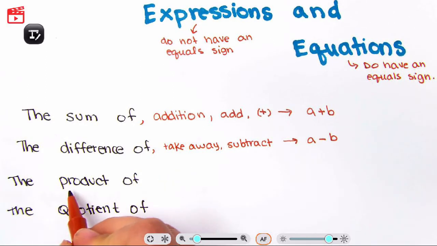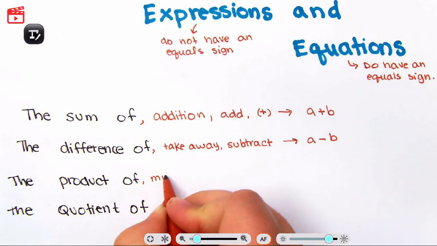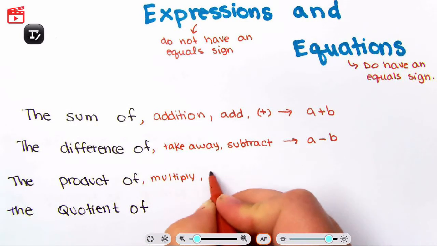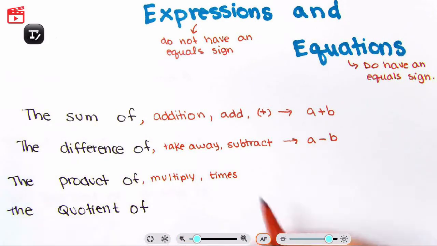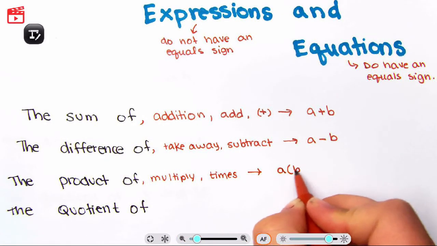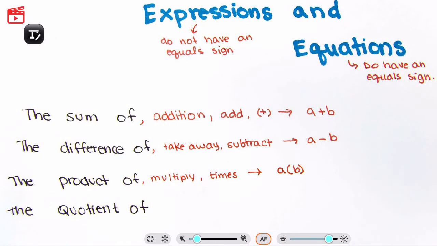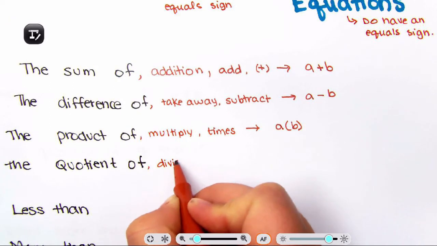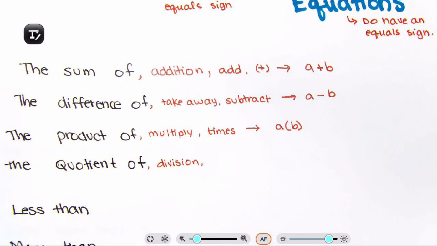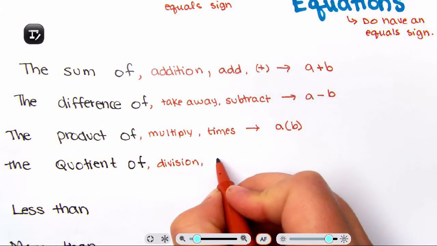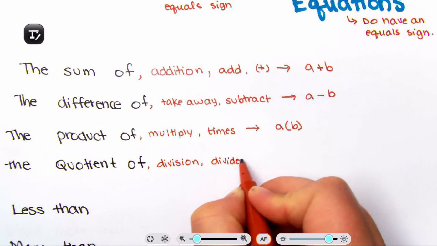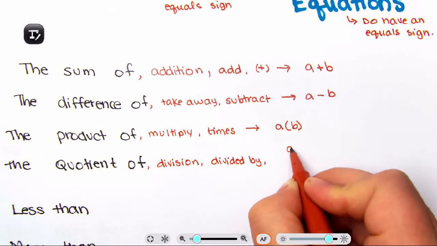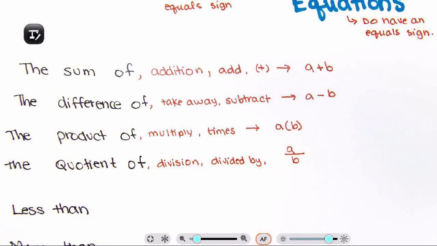For product, whenever you see the term product, that means to multiply. Another word is times. So for example, A times B, the product of A and B, multiply A and B, you're going to be writing something like this. Next one we have is the quotient. Quotient means division. So when you have the quotient of A and B, you're going to have A divided by B, and you're always going to write that in the form of a fraction.